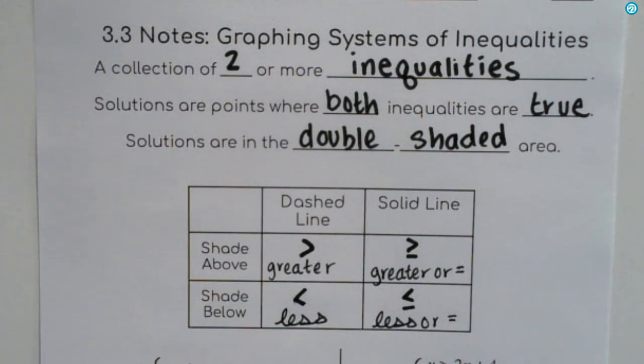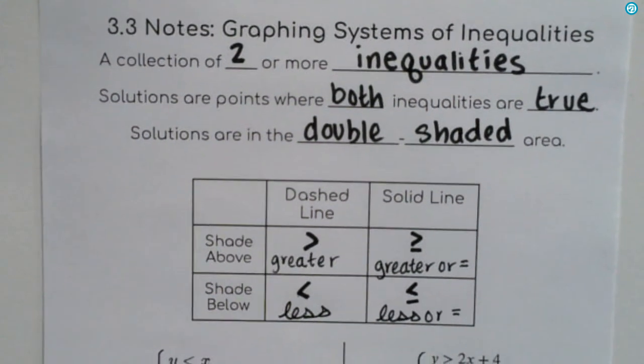And we shade below a solid line for less than or equal to. Okay, so we are going to be doing the exact same thing we did in 2.7, where we graph a line, shade above or below it. The only difference is that we're going to be doing two of those lines on the same graph. Anybody still need these boxes?